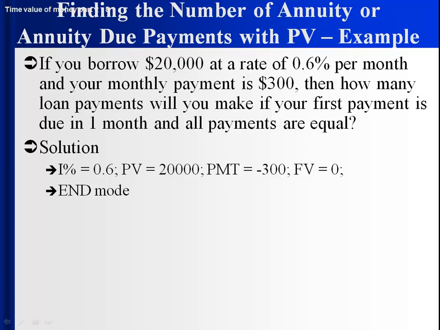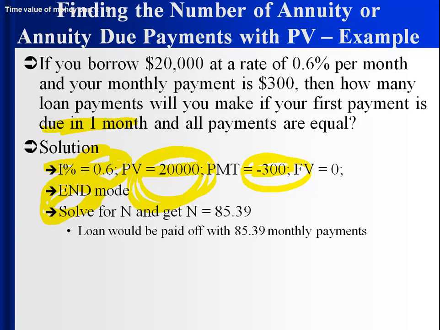So the setup is pretty similar, but since the first payment's due in 1 month, we're in end mode, payment's 300, PV of 20, so basically we're going to use a discount rate of 0.6. We want to know if we're discounting all of these 300s by 0.6%, and the first one starts in 1 month, how many do we need such that the present value of all of them is equal to negative 20,000? And the answer to that is 85.39.